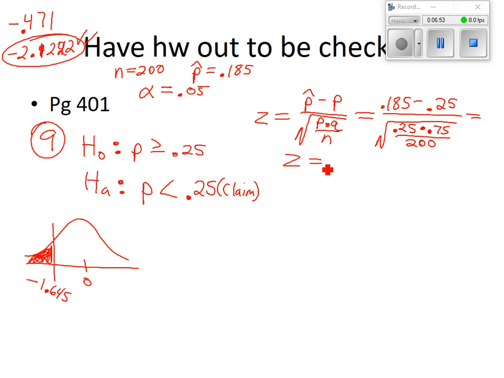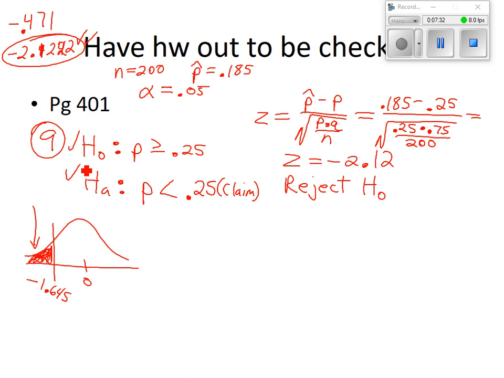I tried to plug it all in my calculator at once. Yeah, and this is the one where I said, do the top first, do the bottom, then do the division, otherwise you're probably gonna get messed up. So negative 2.12, something like that. Where does that fall? Does it fall in the shaded or the not shaded? It falls in the shaded, over here somewhere. So what's that tell us? Reject the null hypothesis. Alright? So again, this is on the test.